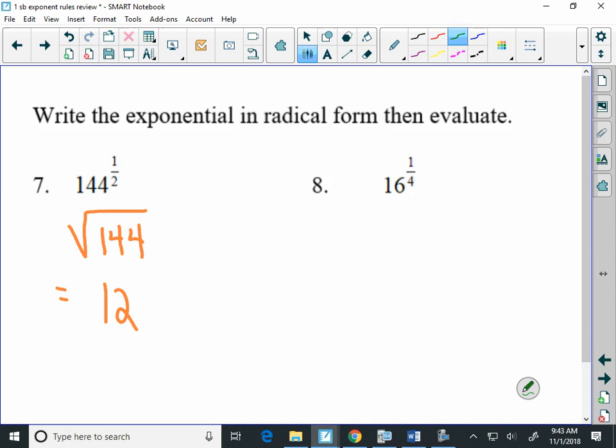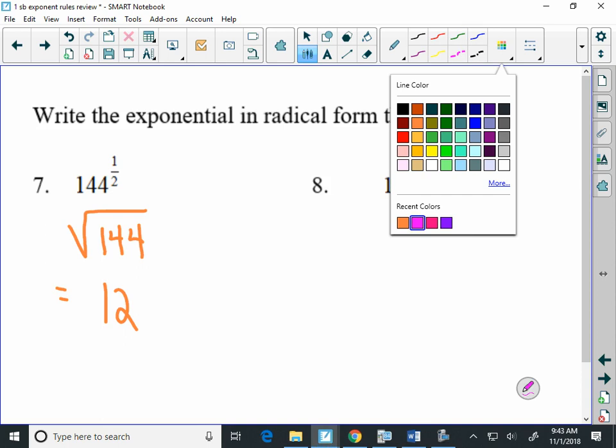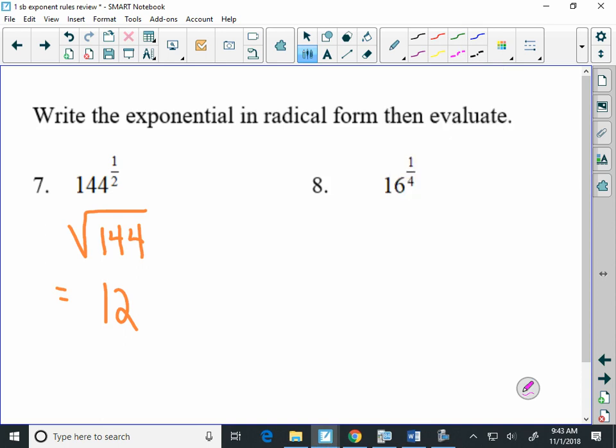Number 8, 16 to the 1/4. Again, first of all, write it in radical form, and then evaluate the value of this. So we're going to rewrite it. Not square root, but we're going to put the 16 underneath the radical symbol. The reason it's not square root is because the denominator of the fraction exponent is a 4, and we do need to write the 4 in our check mark part of the radical.